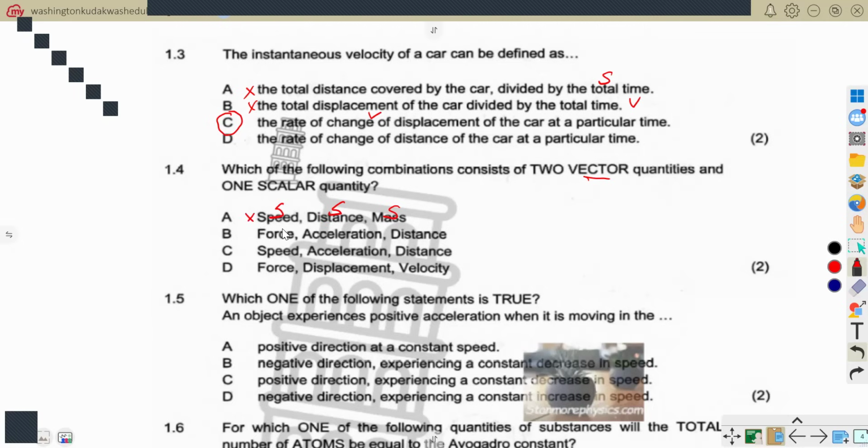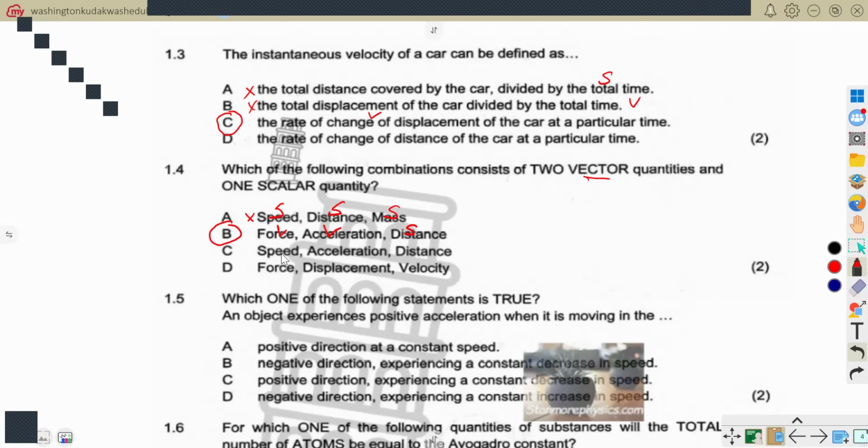And then let's go to force. Force is a vector. You can define both its magnitude and direction. Acceleration is also a vector. And then distance is a scalar. So we are looking for two vectors and one scalar quantity. So our answer here was going to be B.